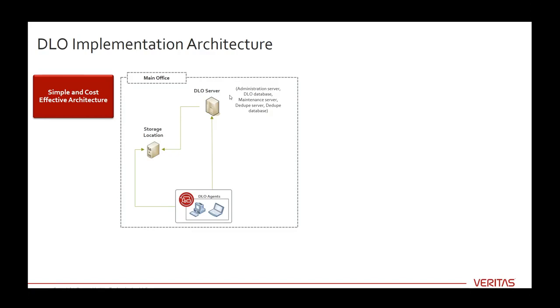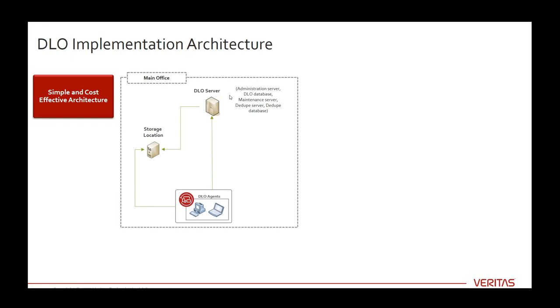It's a very simple and cost-effective architecture. The customer has a main office. They can configure a DLO server on any one of their servers. Okay, so the same server will carry the administration server, DLO database, and maintenance server. So all in one, everything in one server. And then the storage location can be a separate storage location. Normally we support all the storage locations. It can be NAS, it can be SAN, it can be local storage on the server. So we are supporting everything.